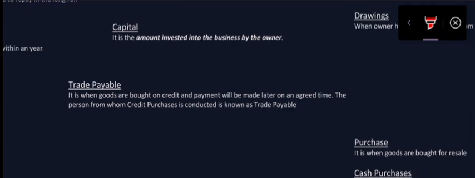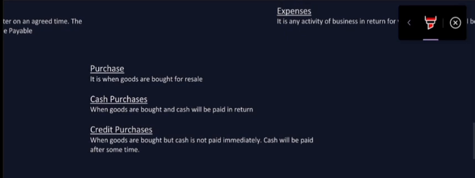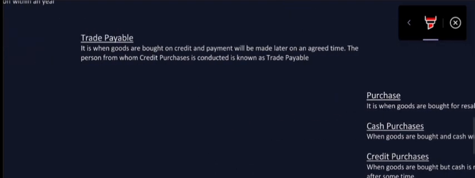Now, when it comes to accounting terminologies, what are purchases? It is when goods are bought for resale. Credit purchases are when goods are bought but the amount is to be paid later on. Similarly, cash purchases is when cash is paid immediately in exchange for goods. Just as we discussed for trade receivables, the same goes for trade payables in the case of credit transactions. Now, back to trade payables. The person from whom we bought goods and are supposed to pay later, that person is our accounts payable.